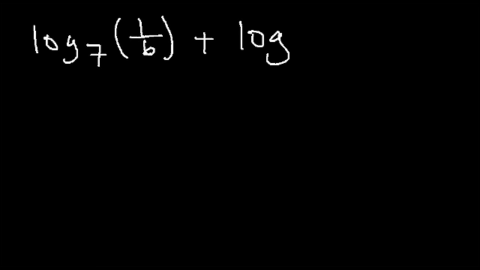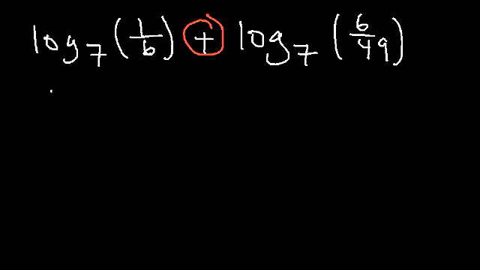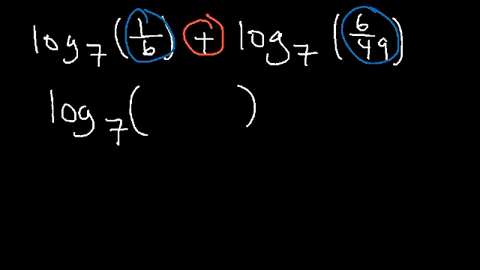Here's another one: log base 7 of 1 over 6, plus log base 7 of 6 over 49. So what can we do in this particular problem? How can we solve it? Just like before, since we have two logs separated by an addition sign, we're going to combine it into a single log by multiplying what's on the inside.